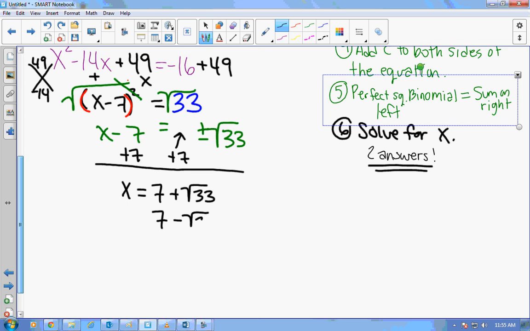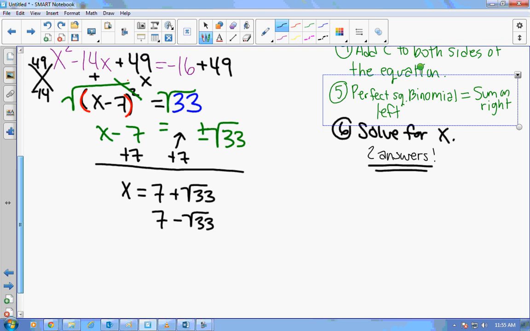Minus root 33. Now on your homework that we'll be doing in the computer lab in a minute, it says if it doesn't come out pretty, round the decimal. I think it asks for the hundredths. So grab your calculators. Let's do 7 plus root 33. Everyone should have a calculator. Do you know where the square root button is? Oops, I did times. Make sure you add first. 7 plus root 33.